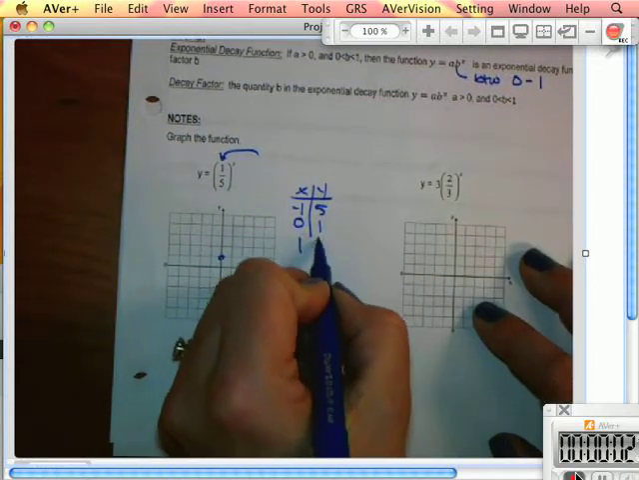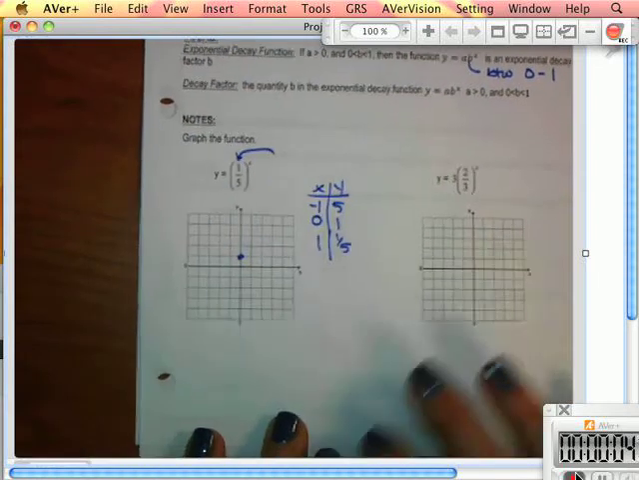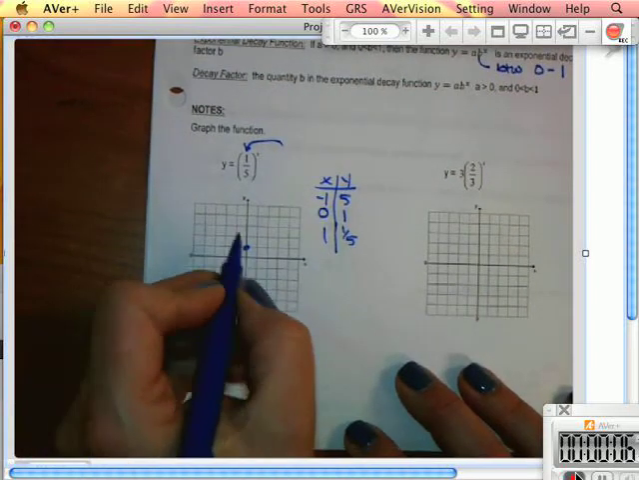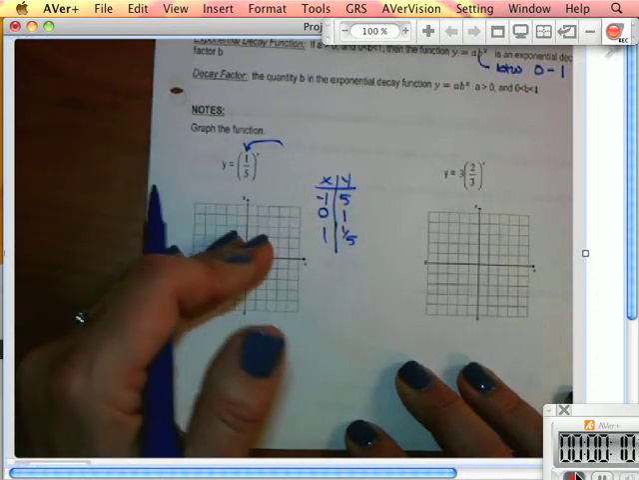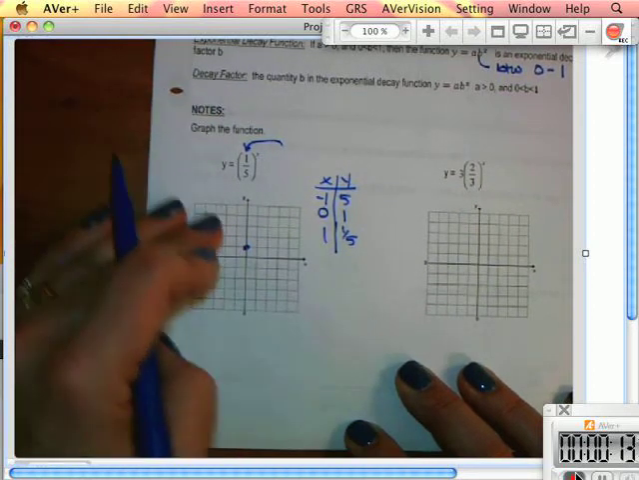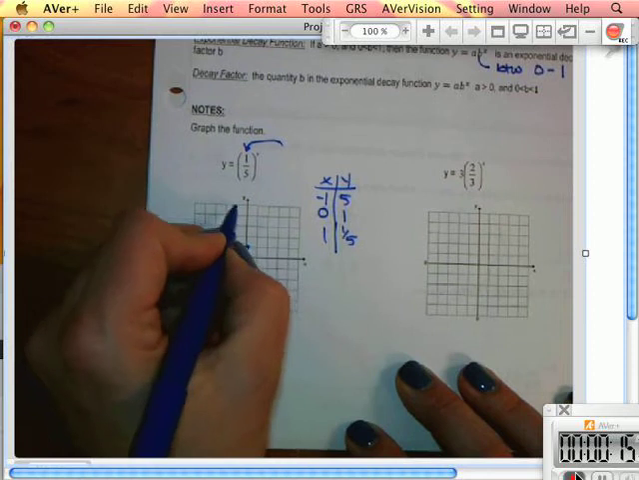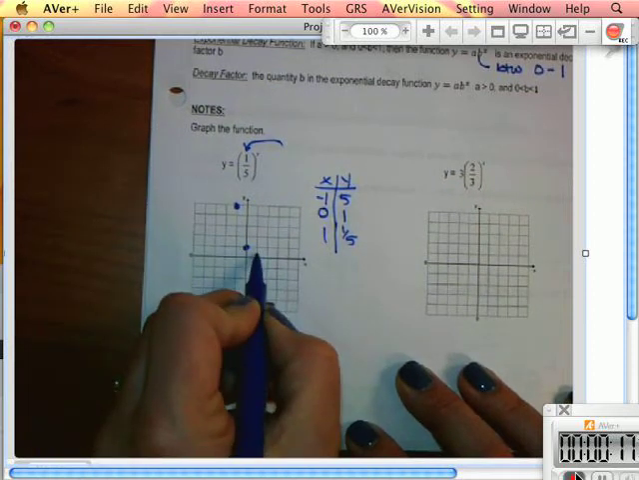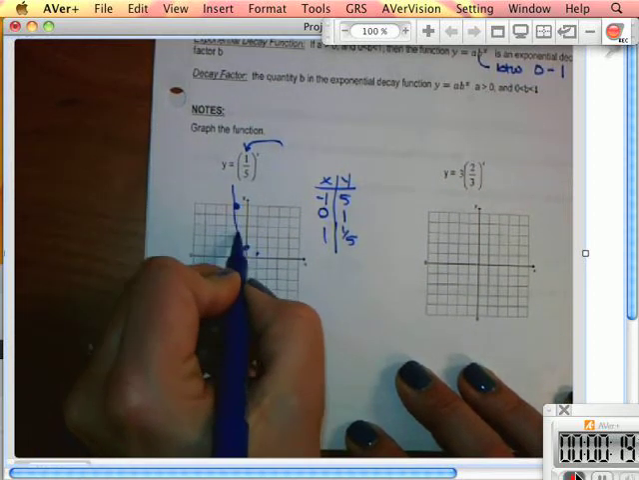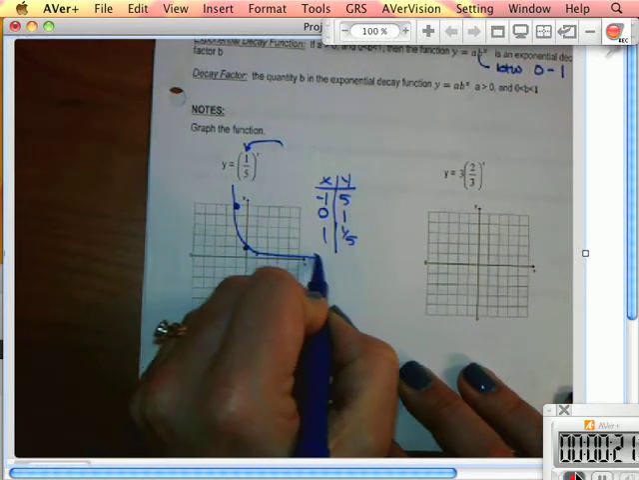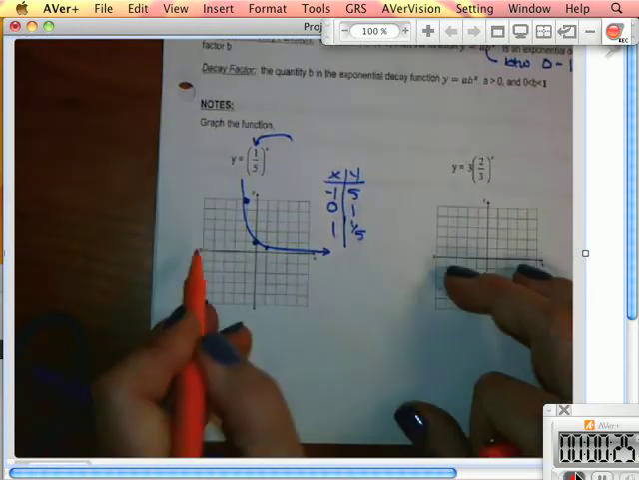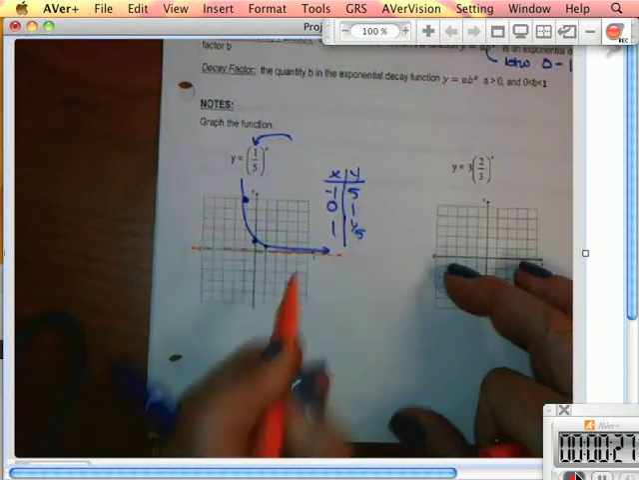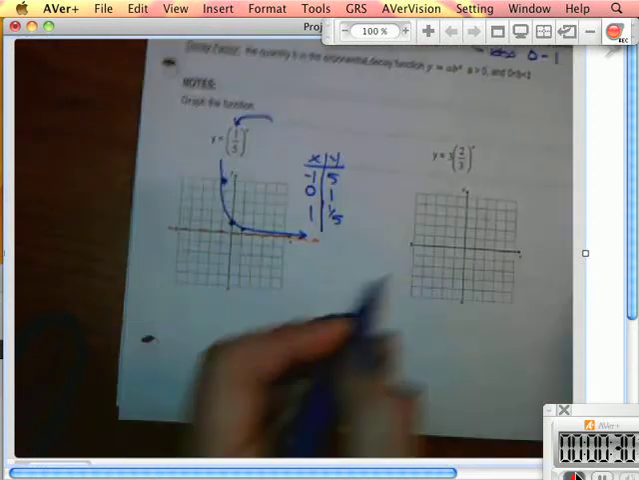1 and 1/5, okay? So if we plot these points, now with decay, you're coming from big and getting smaller. -1, 5, 1 and 1/5. And it's never, ever going to go away. That's why it never goes below that x-axis. It just gets smaller and smaller and smaller.